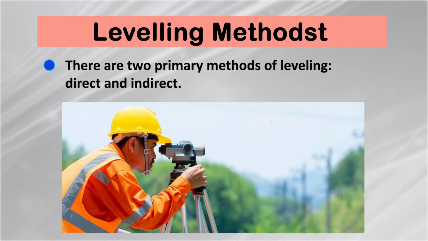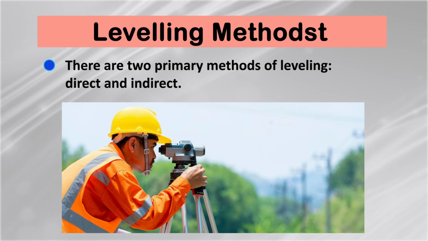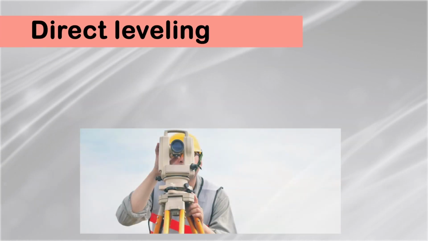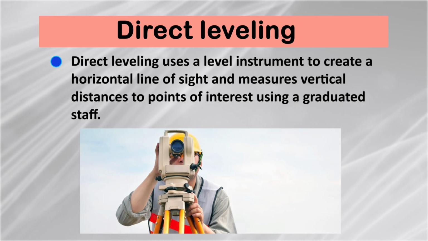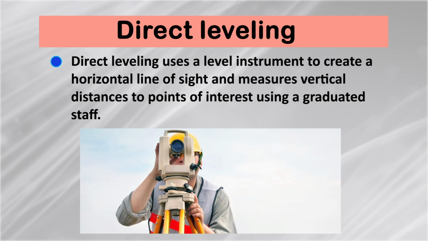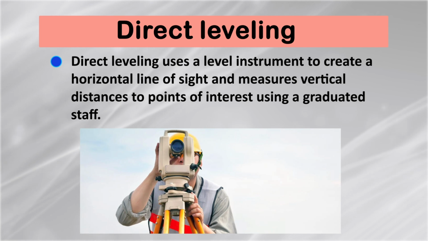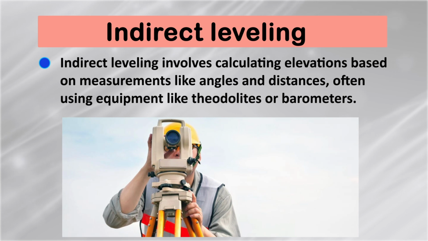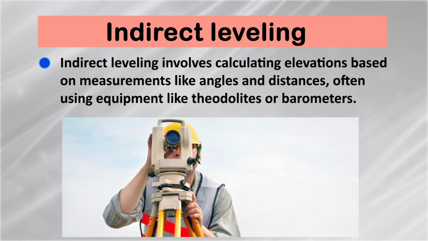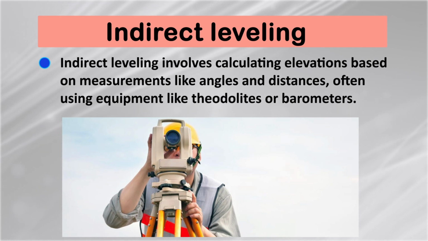So, we will discuss leveling methods. Primarily, methods of leveling are direct and indirect. So, what is direct leveling? It uses a level instrument to create a horizontal line of sight and measures vertical distances to points of interest using a graduated staff. Then second is indirect leveling, which involves calculating elevations based on measurements like angles and distances, often using equipment like theodolite or barometers.